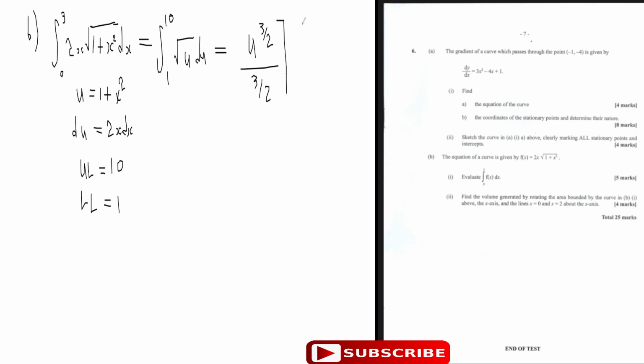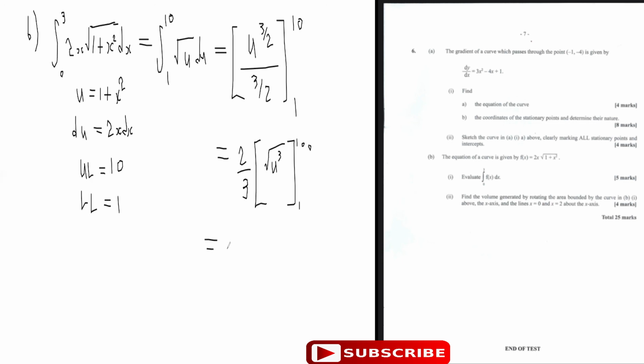Nice and easy. So you work that out now. First and foremost, 1 over 3 over 2 is 2 over 3. So I'm going to factor out the 2 over 3. Write it as 2 over 3 times u cubed square rooted from 1 to 10. I'm just making it a little prettier. Now you can find the integral of that.